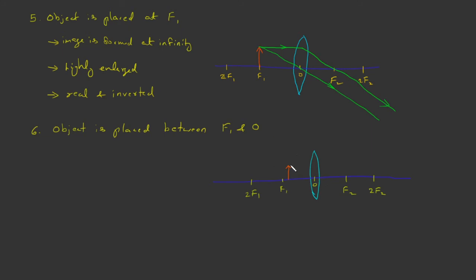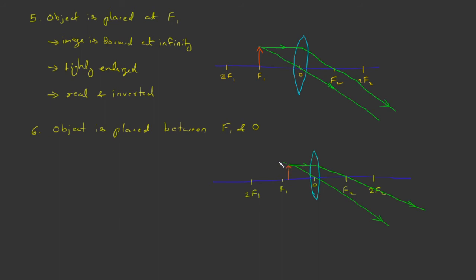For drawing the ray diagram, we need to consider two rays. First ray is a ray parallel to the principal axis. We know after refraction, the ray will pass through the principal focus on the other side of the lens. Second ray we are going to consider here is a ray passing through the optical center, and this ray will pass without any deviation. We can see these two rays are diverging, so they will not meet at any point.